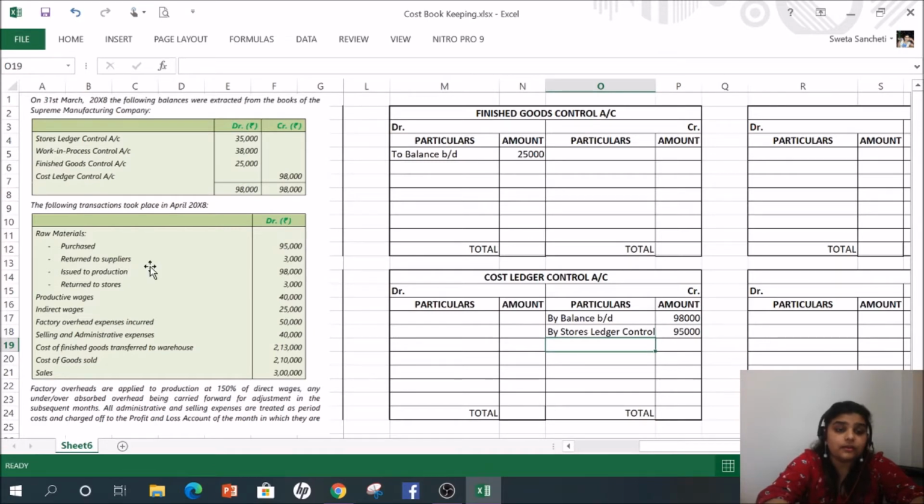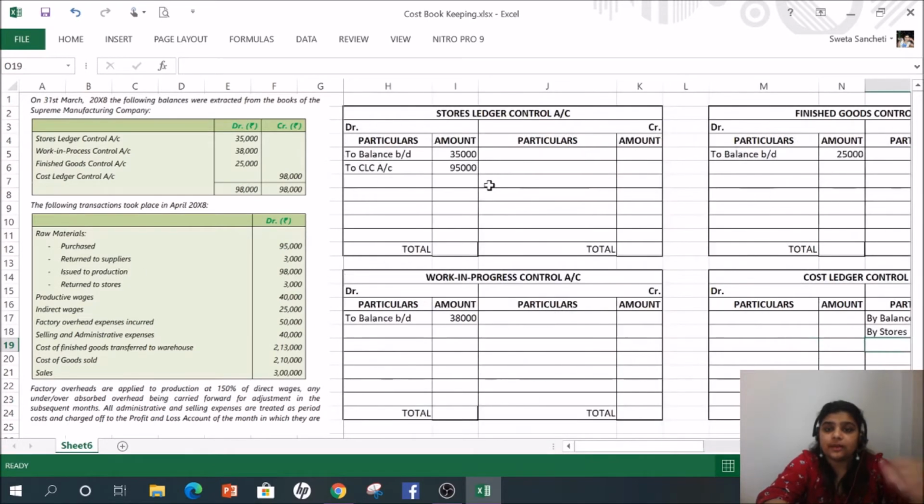Let's go ahead. Returned to suppliers. When we return to the suppliers, what will be the entry? The entry will be creditors to our purchase return. Purchase return is again related to our stock. So that is why again it will be in my stores ledger control account by GLA. Now creditors होना चाहिए, creditors तो है नहीं, उसके जगह क्या होगा? By CLC account. That is 3,000 and in my cost ledger control account it would be by to stores ledger control account. That is 3,000.